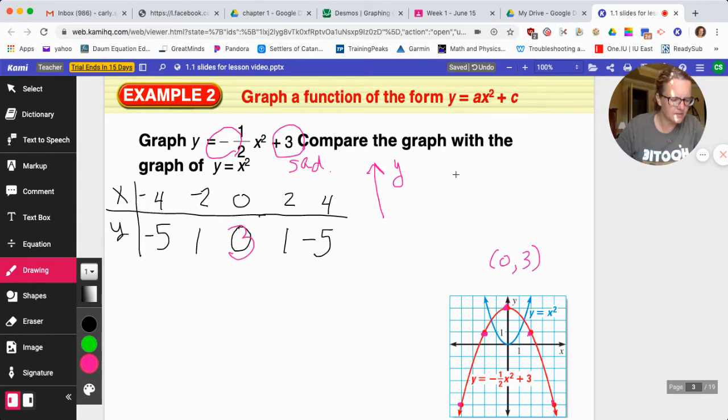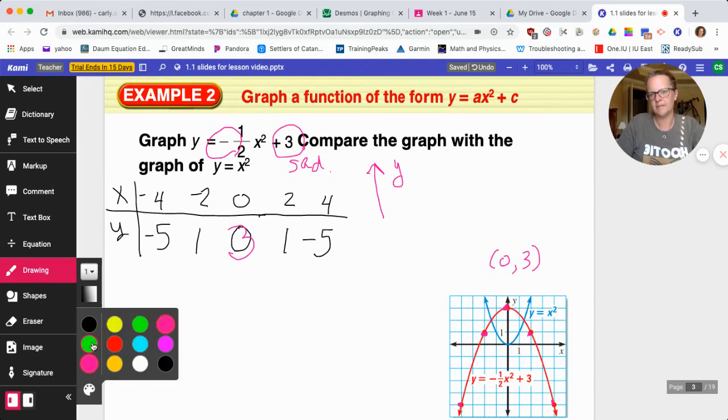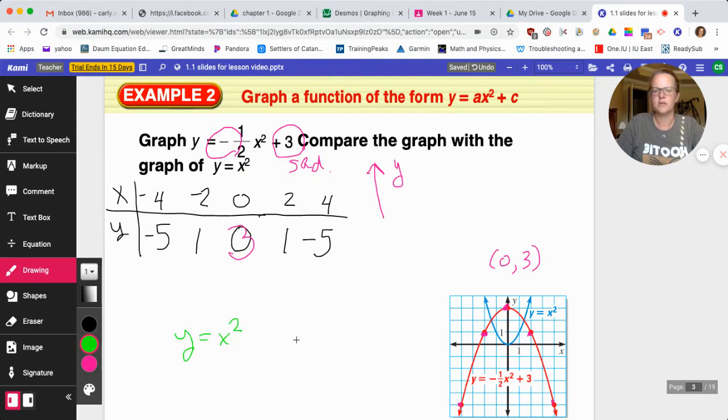Let's see if there's anything else. Nope. And we're comparing that to the same y equals x squared, which the vertex is at 0, 0, and it's happy because it's positive out front, it's not negative. So that's how we're comparing it.